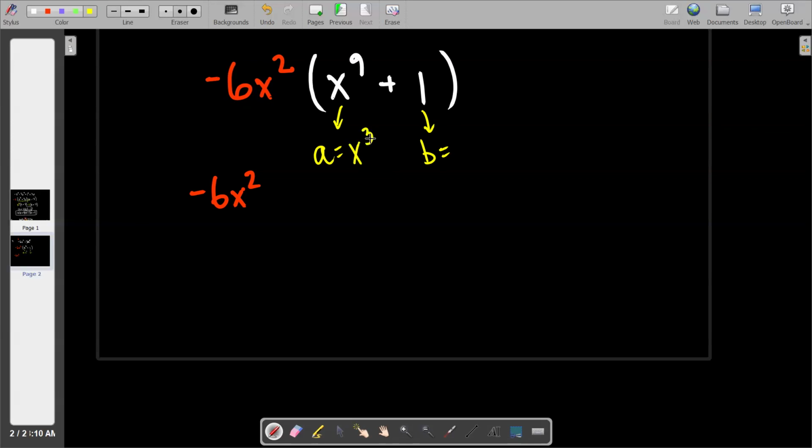So when you want to find A or B, if there's already an exponent, you have to divide it by 3. That's how a cube root works. So if it had been x to the 21st power, then A would be x to the 7th power. Divide by 3. So now we have our cast of characters. A is x to the 3rd. B is obviously 1, because the cube root of 1 is 1.